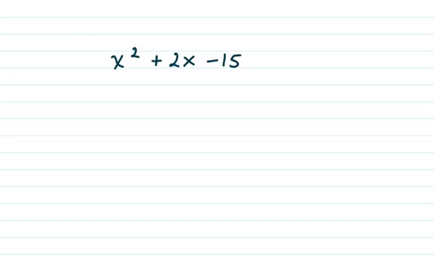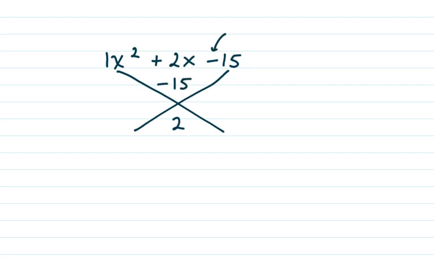Okay, for our next problem. Again, we have a trinomial. The a is 1. So we're going to draw a factor x. We're going to bring down the 2. We're going to multiply the 1 times negative 15. Now notice that I said negative 15. That minus made the 15 negative. And we're going to try to find two numbers that multiply to give negative 15 and add to give 2.